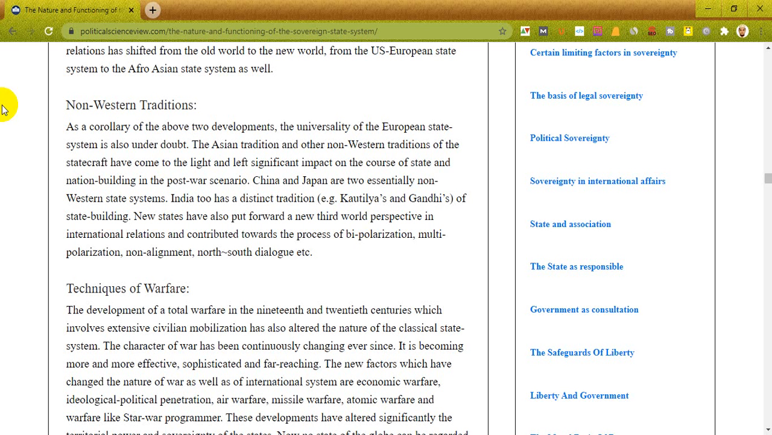New states have also put forward a new third world perspective in international relations and contributed towards the process of bipolarization, multipolarization, non-alignment, north-south dialogue, etc.